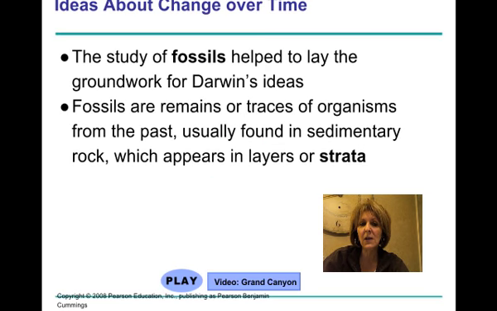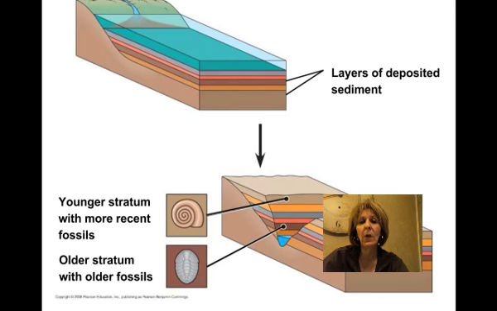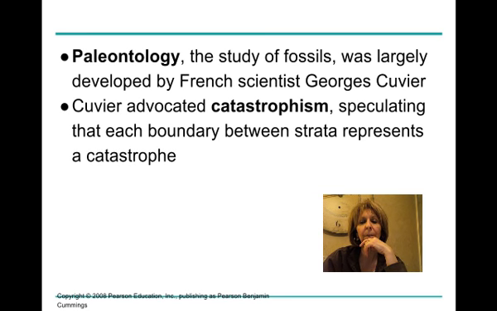The studies of fossils, of course, help to lay the groundwork for the theory of evolution, and scientists in Darwin's time were just beginning to understand that fossils were laid down in this law of strata, that the oldest fossils were at the bottom and that sediments would lay one on top of the other, and that the newer, more recent organisms would be on the top.